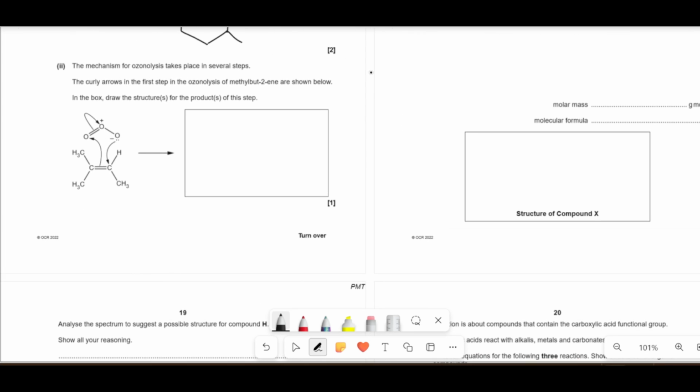Now it says the mechanism for ozonolysis takes place in several steps. The curly arrows in the first step are shown below. In the box, draw the structures of the products of the steps. So this is what I meant by saying you really need to focus on what's happening with the electron movement with this kind of stuff and not panic. Because everyone looks at this like, oh my god, I don't know what this mechanism is, I haven't learned it. That's not how it works. You've got to look at it bit by bit and see what's happening.